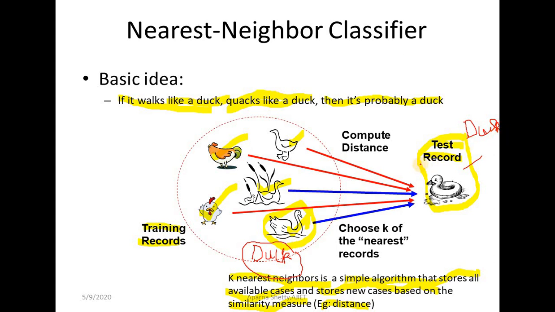Okay, so this was about the nearest neighbor classifier. You have a given set of training records and you want to classify the test record. So you will compute the distance between each of the records in the training set and the test record, and the nearest neighbor's class label you will assign to the test record. So this is the basic concept of the nearest neighbor classifier. If it walks like a duck, quacks like a duck, then it's probably a duck. If the attributes are almost matching, then you will classify it to its class label.